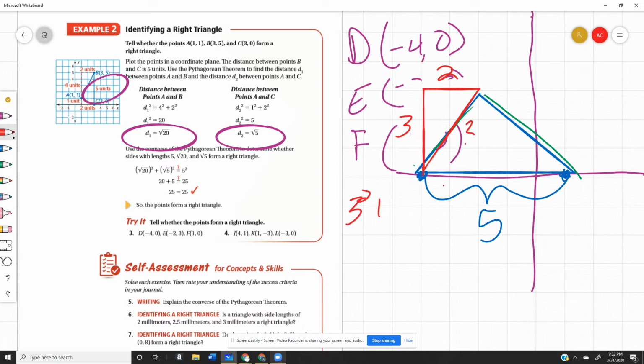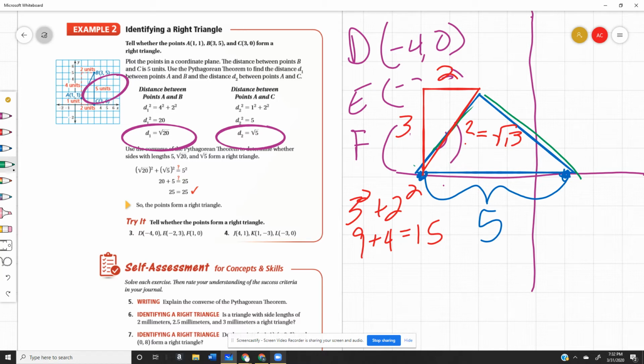So 3 squared plus 2 squared, that's 9 plus 4, that's 15. So this distance right here is going to be the square root of 15. And we're just going to leave it like that for right now. I'm sorry, that's 13. Hello, Miss Crewy. 13, the square root of 13.